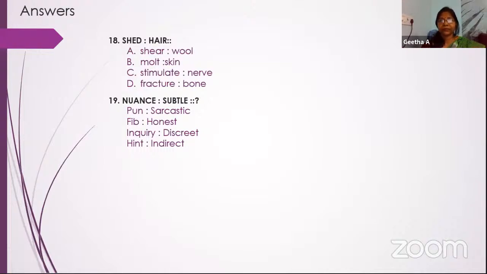Then the next one is nuance and subtle. Pun, sarcastic. Fib, honest. Inquiry, discreet. Hint, indirect. Okay, I'm getting answers. For the 18th, people say shear and wool. Rajni says it's shear and wool. Kalyan says it's hint and indirect for the 19th one.